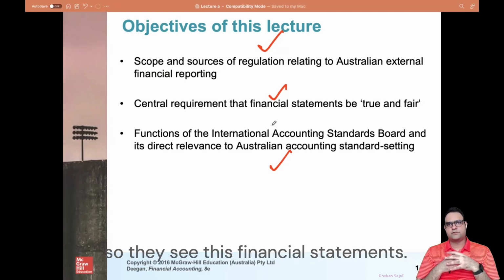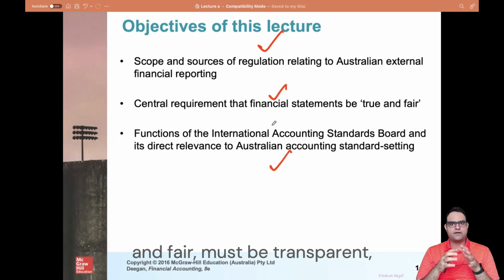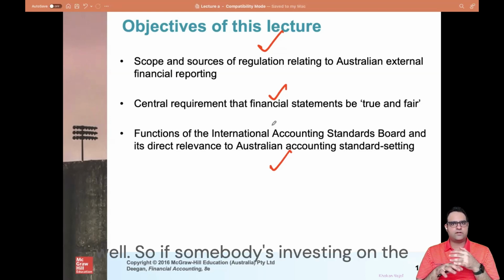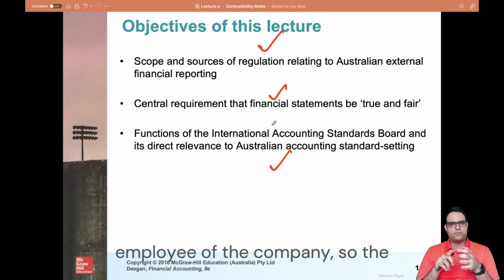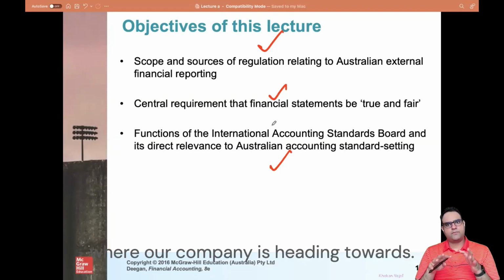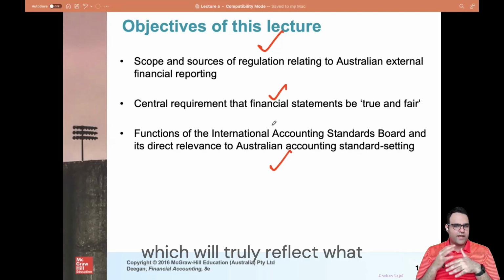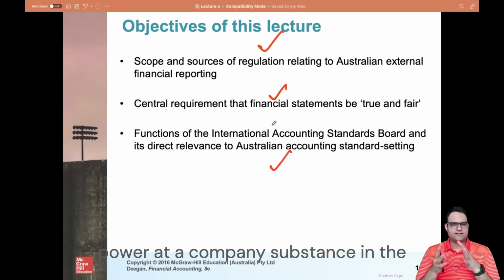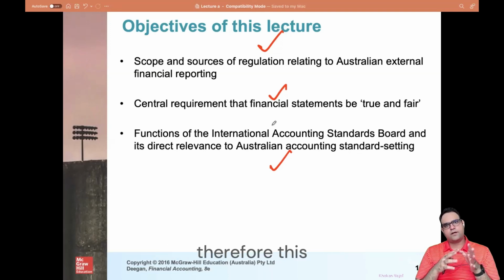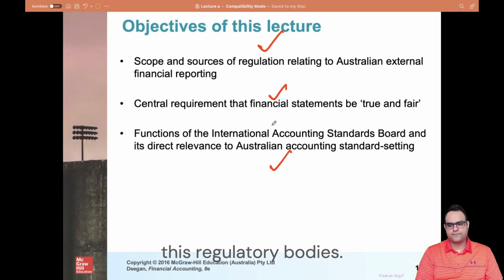So they see these financial statements. This financial statement must be true and fair, must be transparent, must be very clear and easy to understand as well. So if somebody is investing in the company, or is an employee of the company, they should all know where the company is heading towards. Because this financial statement will truly reflect the company's stance in society, in the people, in the employees, in the stakeholders. Therefore, this transparency can be implemented with these regulatory bodies.